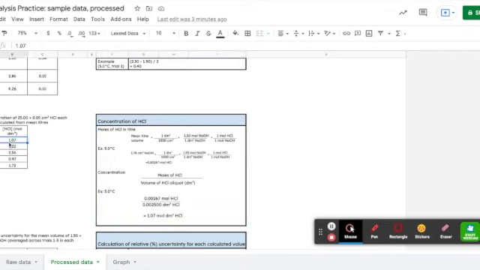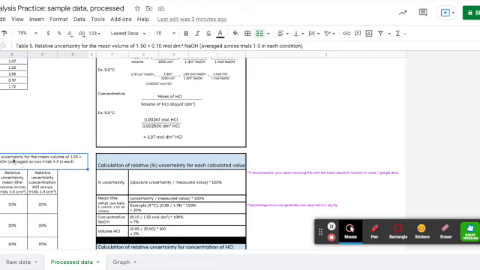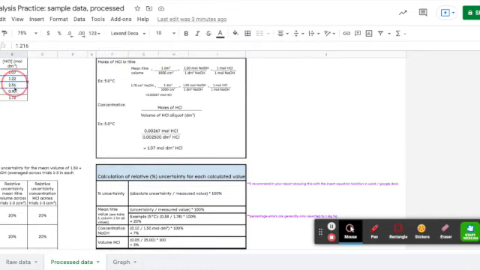Okay, that's all I wanted to say about that. Just be careful of sig figs. All right, now the next part is to find the uncertainties for each of these values. So, whoops, I did not mean to move that. So, how do I do that?